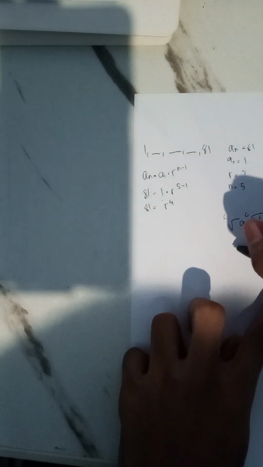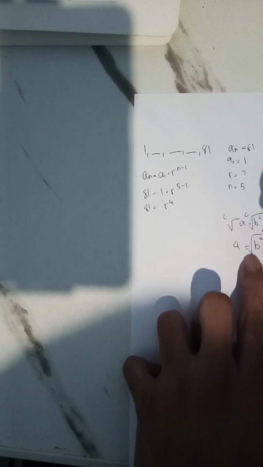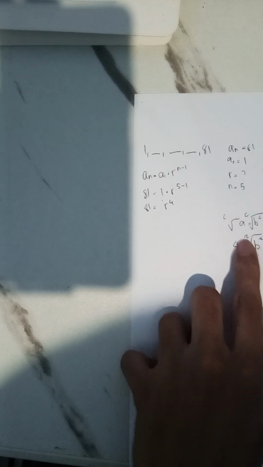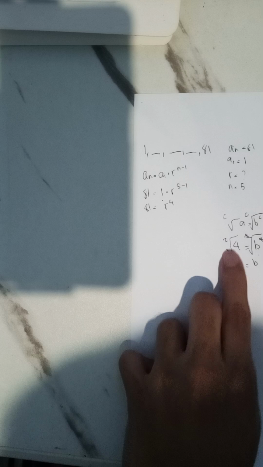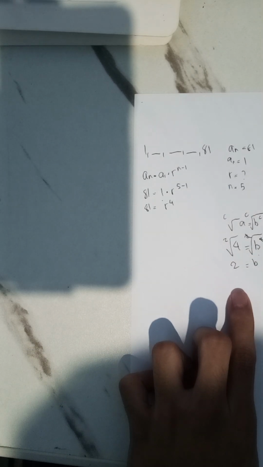For example, we have 4 and we have B squared. If the exponent is 2, then we get the square root. Since we took the square root on this side, we also take the square root here. So B squared cancels, and we have B. The square root of 4 is simply 2. So B is equal to 2.